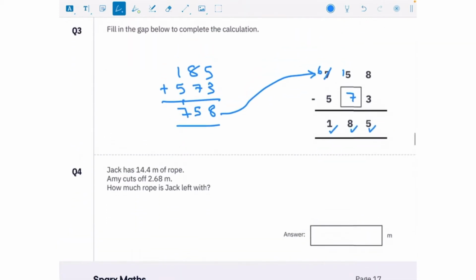Jack has 14.4 metres of rope, Amy cuts off 2.68. How much rope is Jack left with? So we've got 14.4 and we're subtracting 2.68. Now we need something to subtract from here, so I'm going to fill in a 0. 0 take 8 has more on the floor, so we're going to borrow from next door. That becomes 10. 10 take 8 is 2. 3 take 6, again we need to borrow. So that's 7. 13 take away 6 is 7. 3 take 2 is 1, and 1 take 0 is 1. So 11.72 metres of rope. Great.